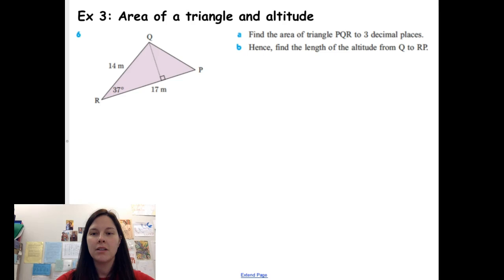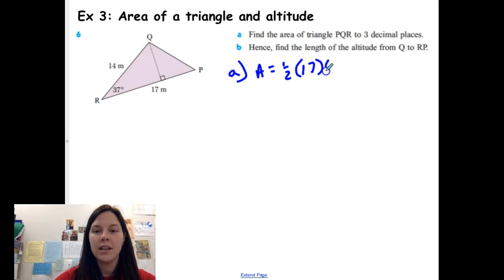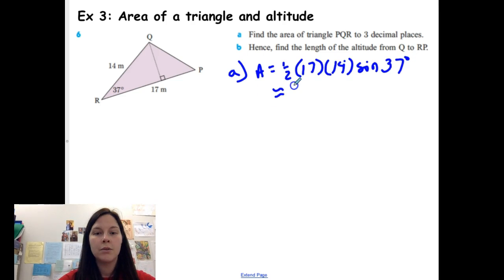All right, the first part we are being asked to find here is the area of the triangle. So that would be 1/2 times the two sides times the sine of the included angle, which would give us roughly 71.616 square meters.